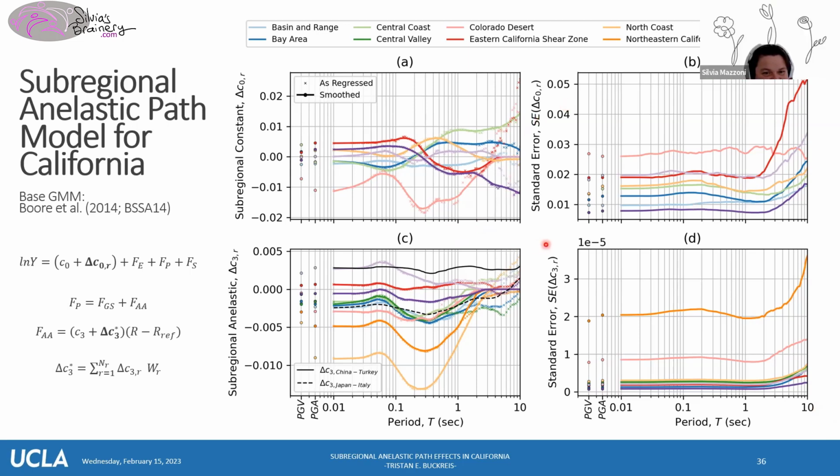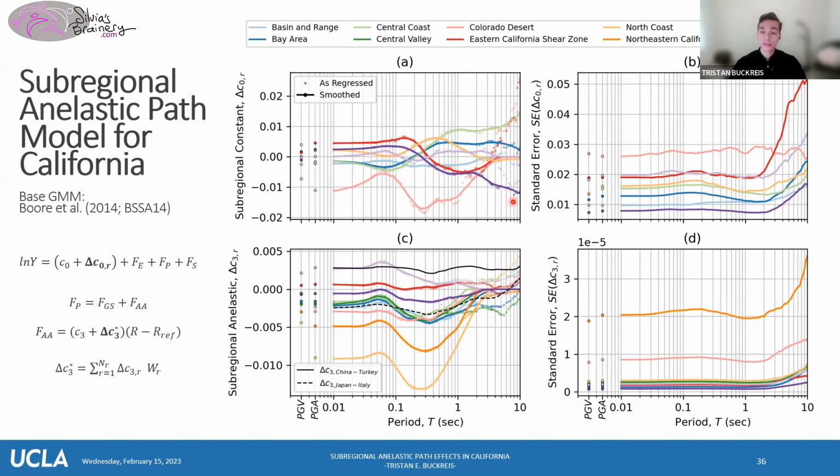So I have the equations from before shown here for the term. So we have the delta C naught R term, which is that constant, on the top row, and then the subregional anelastic coefficient term on the bottom row. The colors are consistent with the subregions that I defined earlier. The little x's are the values that we regress, but because it's a model, we want to smooth over those values versus period, which is shown here. Otherwise, you might get some weird artifacts in the response spectra that you get out of your model. So that's the only real purpose of smoothing. And the left shows the values, the right shows the standard error.